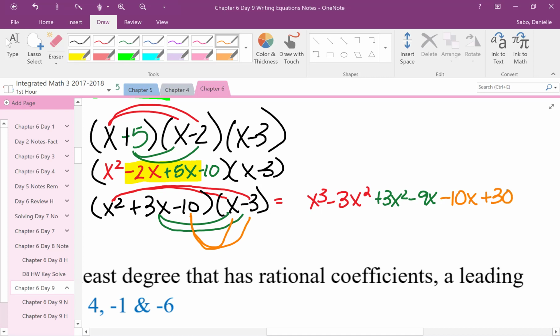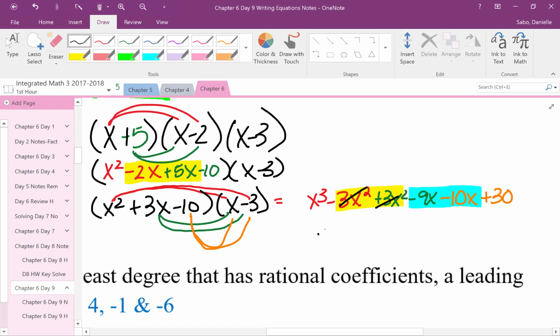Good. So again, each and every single one of them, I have to multiply to the x and to the negative 3. My final step here is just to combine like terms. So I have these x squareds, and I have these negative 9x and that negative 10x. What happens to my x squareds? Good. They're going to cancel out.